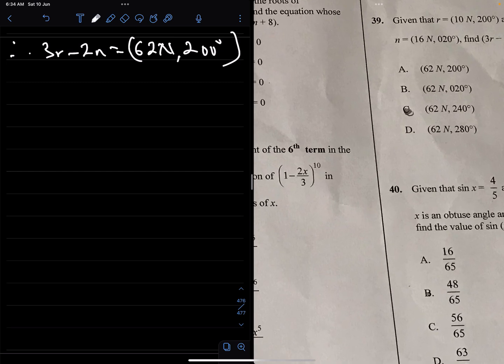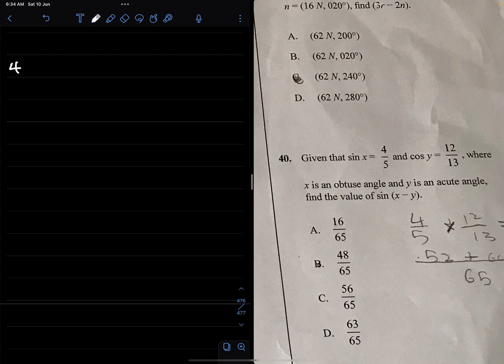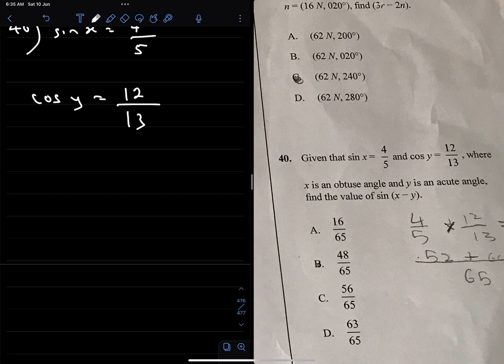And we go straight to the last one, and that's number 40. Given that sine x equals 4/5 and cos y equals 12/13, where x is an obtuse angle and y is an acute angle, find the value of sine x minus y.